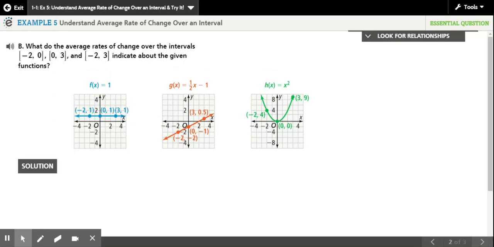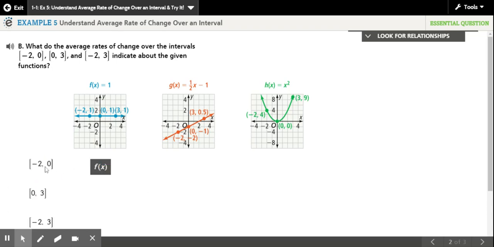So what do the average rates of change over the intervals -2 to 0, 0 to 3, and -2 to 3 indicate about the given functions? Okay, so let's look at the first one. The first function is just f of x equals 1. So it's just y equals 1. It's a horizontal line. So you've got your points -2, 1, 0, 1, and 3, 1. All the y values are 1 because it's f of x equals 1.